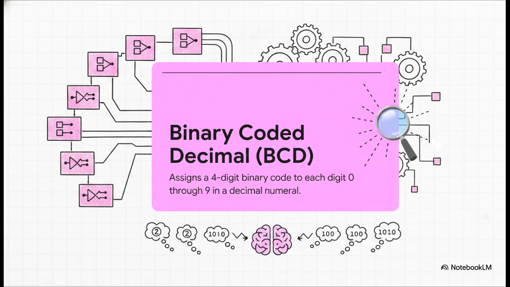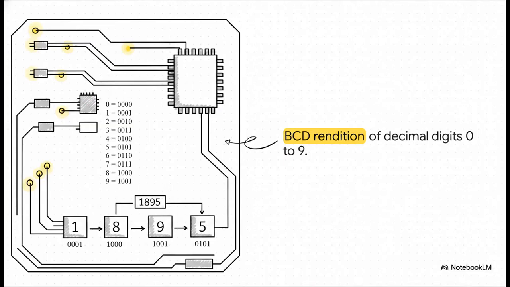Instead of trying to convert a massive decimal number into one giant confusing binary string, BCD just handles it digit by digit. It simply assigns a specific 4-digit binary code to every single number from 0 through 9. Take a look at how this translation actually happens. We're taking those familiar numbers and mapping everything from 0 up to 9 directly into neat 4-bit machine-readable packages. Like 0 is simply 0000, and 9 is 1001.